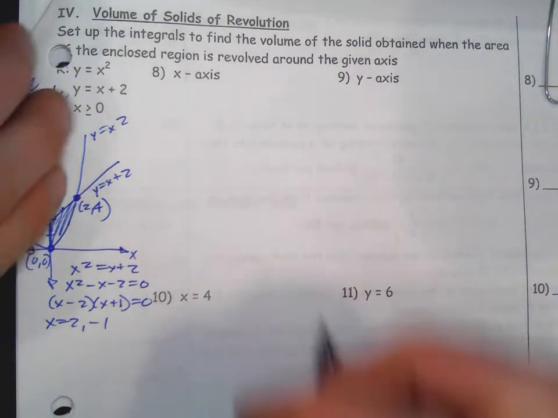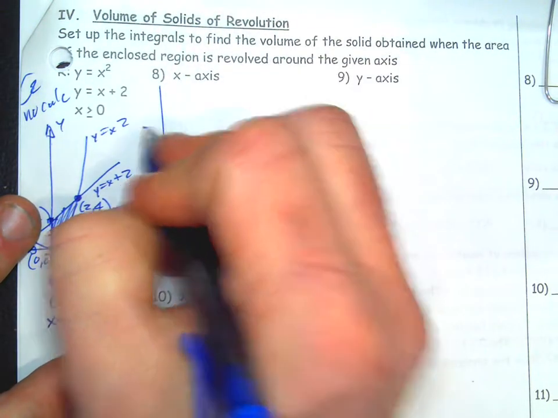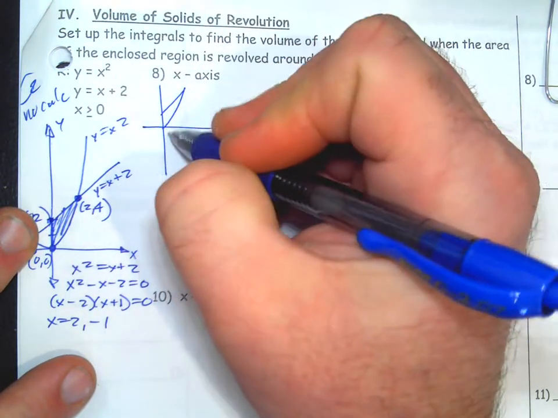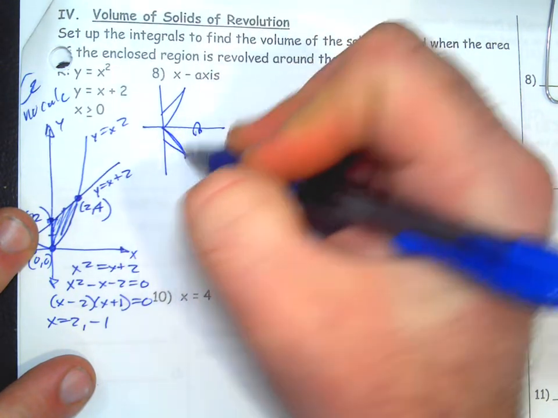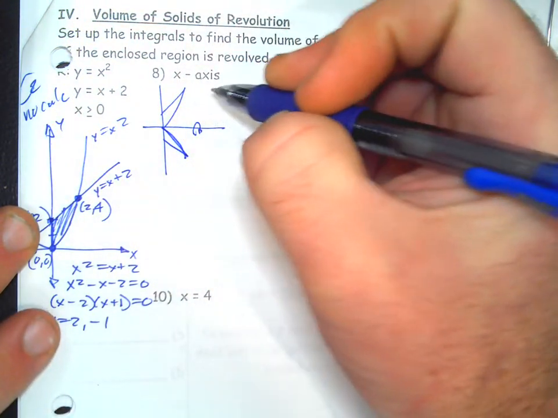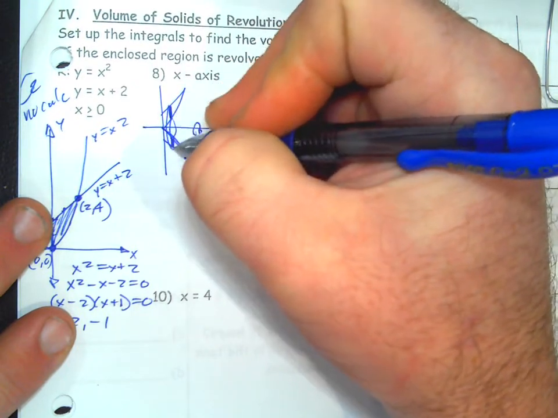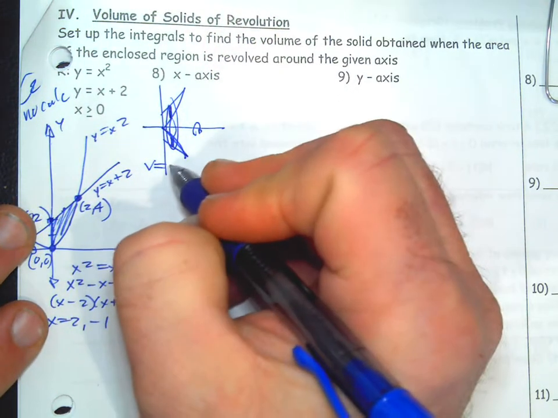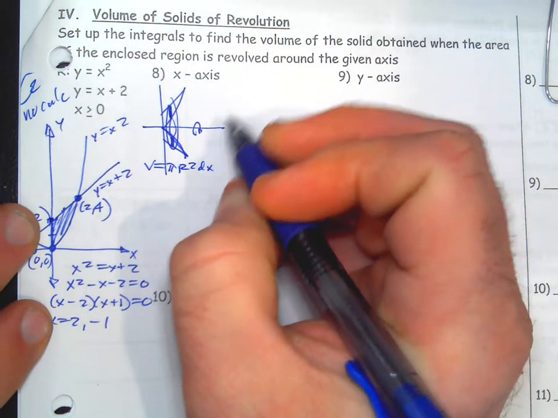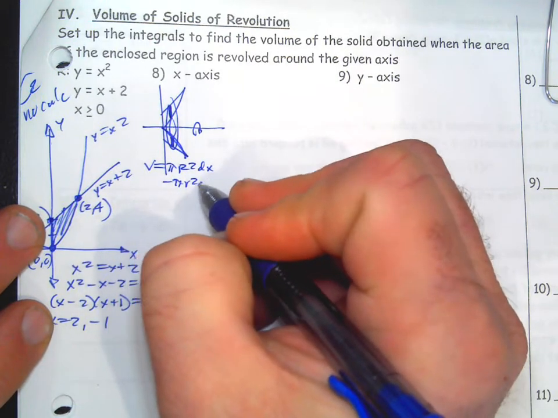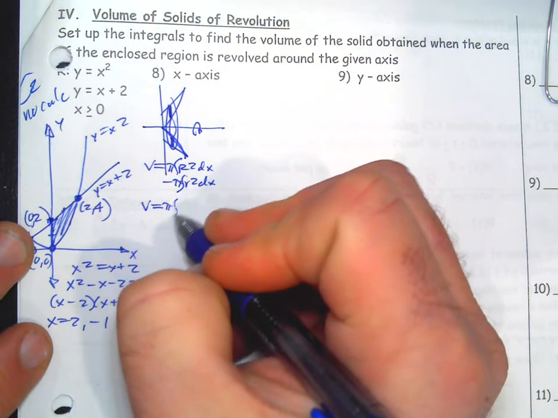On number 8, we're going to revolve it around the x-axis. So I'm going to draw a small picture right here, and we revolve around the x-axis. It's going to look like that. With vertical slicing, we're going to get disc washers, right? So the volume is going to be pi big R squared dx minus pi little r squared dx, and we're going to integrate. The limits are in the x direction, so 0 to 2.